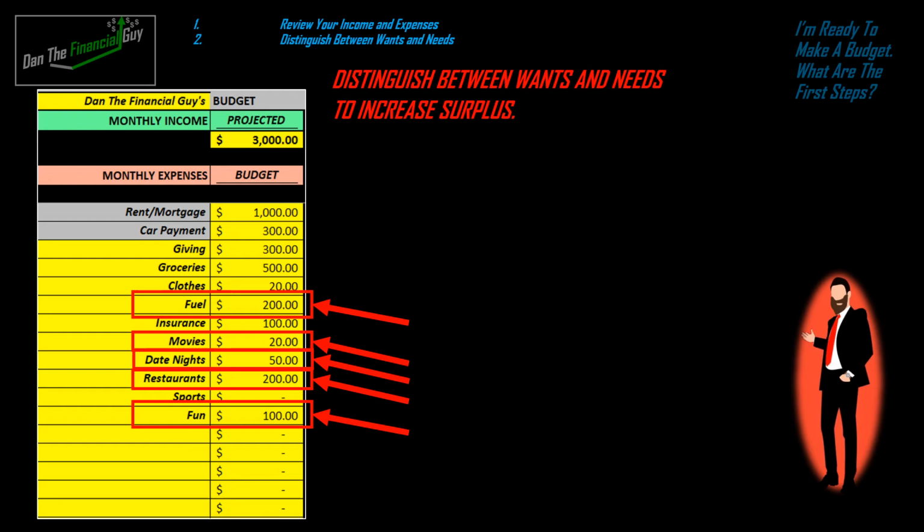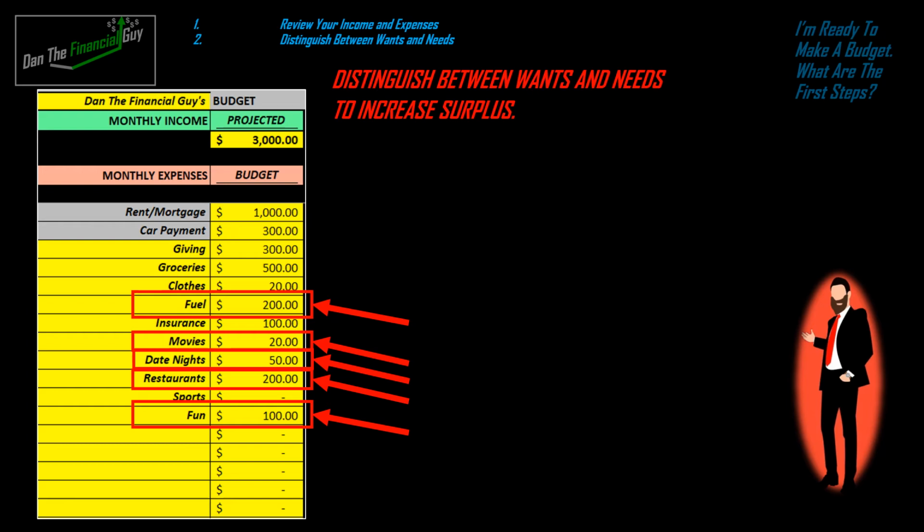To reduce fuel, maybe you can bike more or walk places to save 1 tank of gas per month. For the movie category, maybe you can go to 1 movie per month instead of 2 movies per month. For date nights, maybe you can commit to having more stay-in date nights instead of expensive dinners or other activities. For the restaurant category, maybe you can commit to cutting the number of restaurant visits in half and use your groceries to cook more at home.